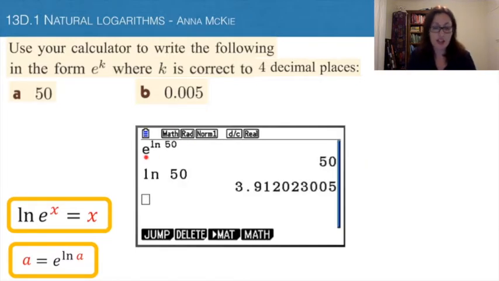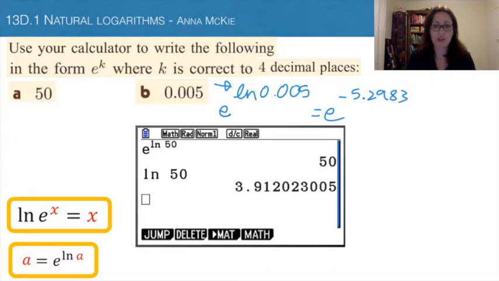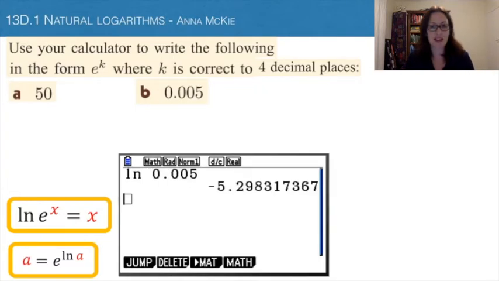As I said, you can check: e to the power of ln 50 will give you that 50, which is the question. Now we just need to work out what is ln 50, the natural log of 50. It's 3.912 to 4 decimal places. And then the second one, we would write this as e to the power of ln of that number, 0.005. Now in your calculator, you need to work out what that ln number is. We would get e to the power of negative 5.2983 to 4 decimal places. There it is, confirming that on our calculators.